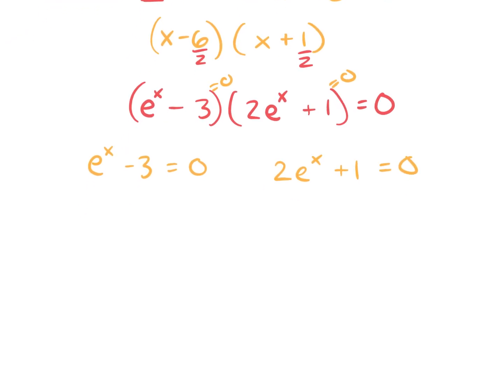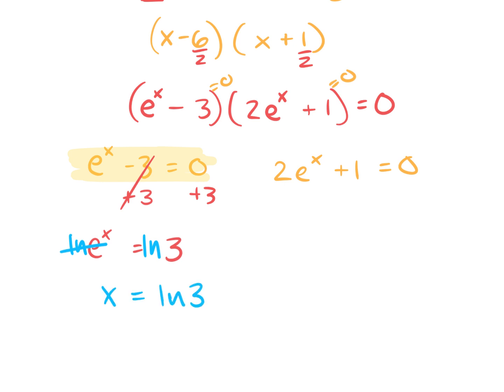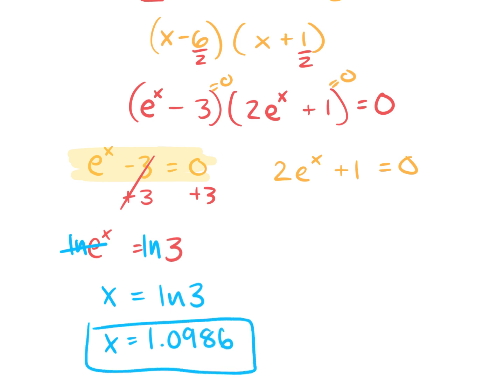Let's solve. For our first equation, the one on the left here, what would we do first to solve? Add 3. So we get e to the power of x equals 3. What would we do next? Take the ln to cancel out the e. So we take the ln of both sides. It cancels out the e. We're left with x equals ln of 3. We're going to put that in our calculator. So x equals 1.0986. So that would be one of our answers.